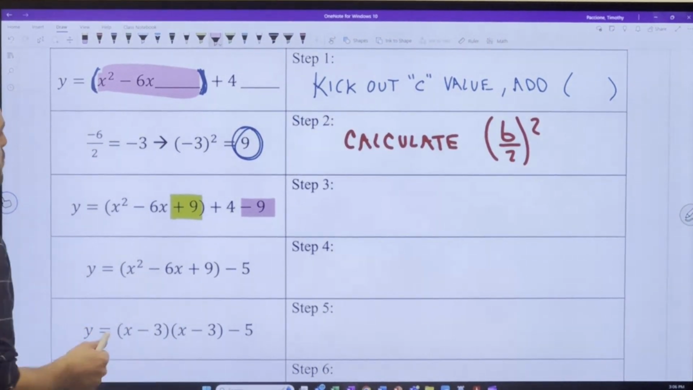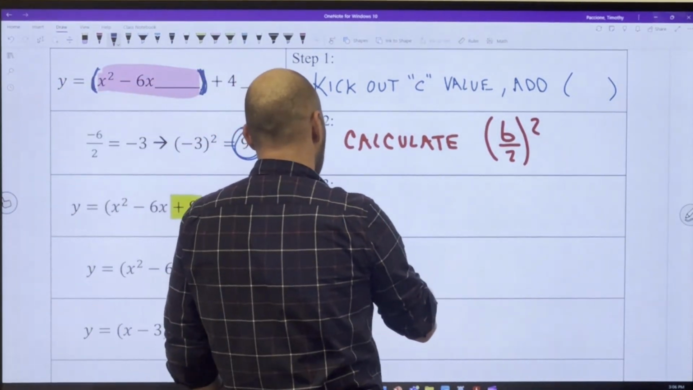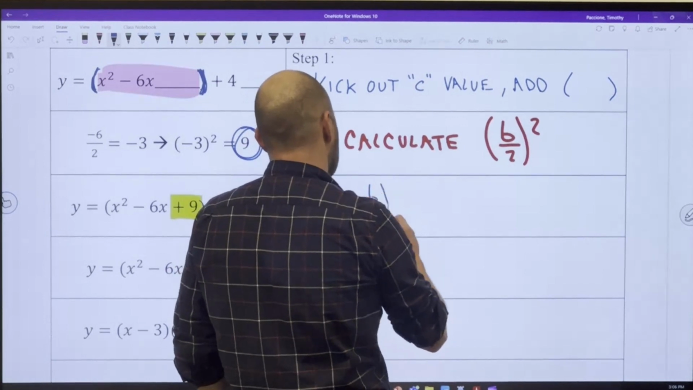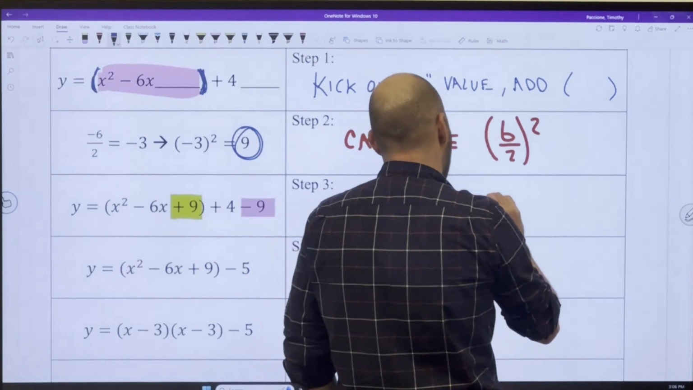Okay? Okay. So we add b divided by 2 squared inside and subtract it outside.